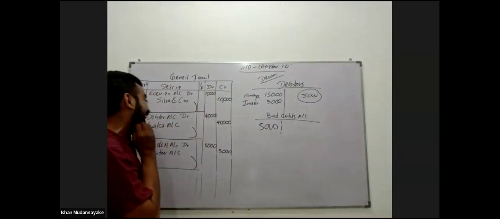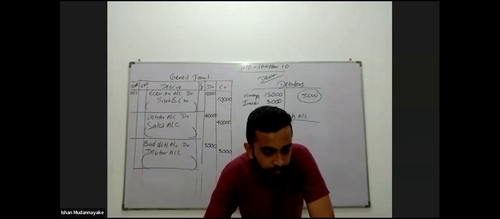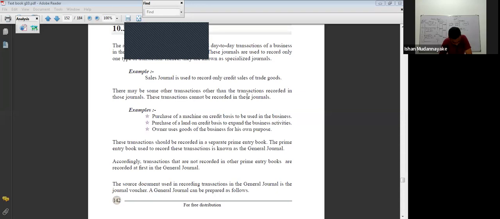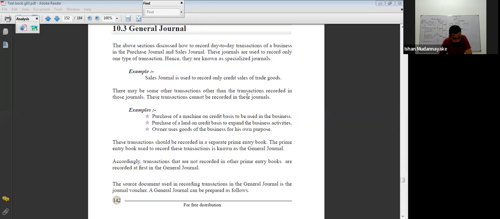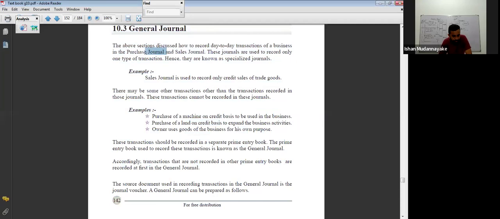Right. Then quickly go to the grade 10 textbook again. Go to page 142. And here lastly, I think we highlighted the purchase journal and sales journal. Please highlight purchase journal and sales journal.